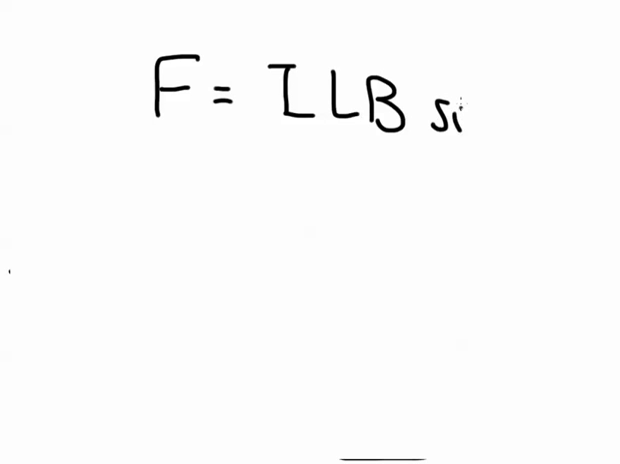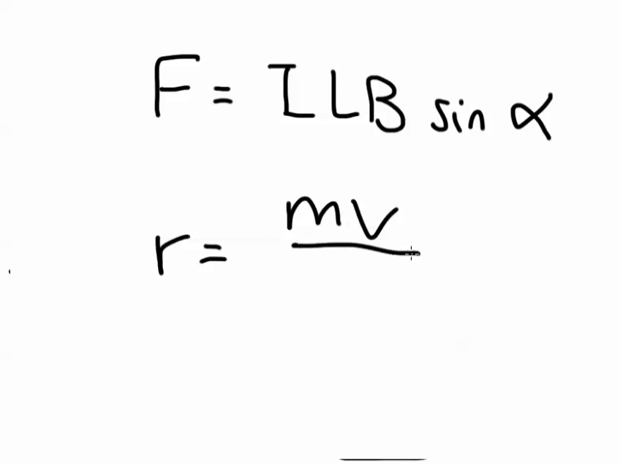So we've learned about the force that a magnetic field exerts on a current carrying wire, which is F equals ILB sine alpha. And we've also learned about the circles that a charged particle will go around when it's released in a magnetic field, which has radius r equals mv over qB.